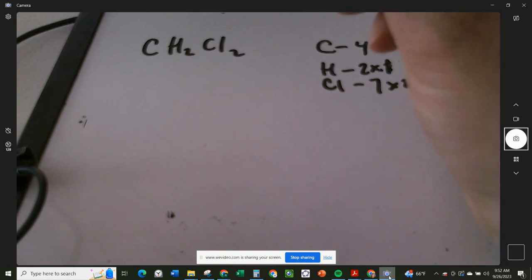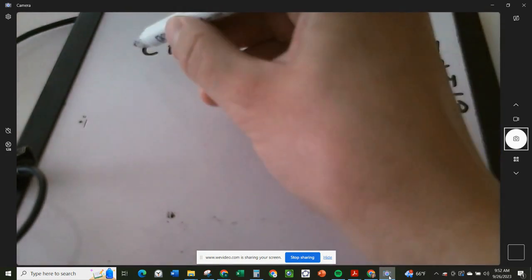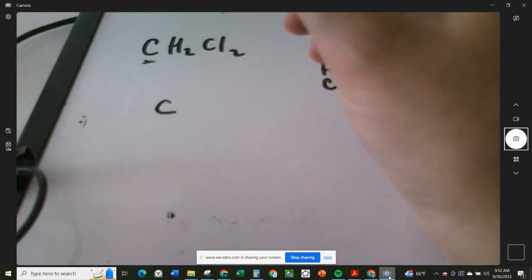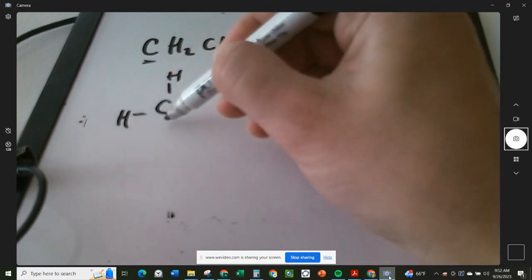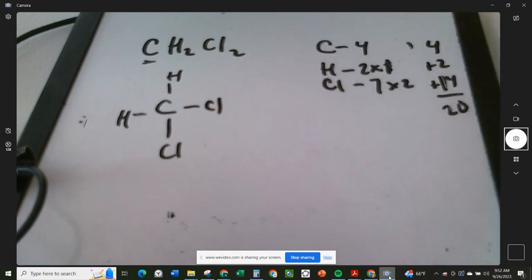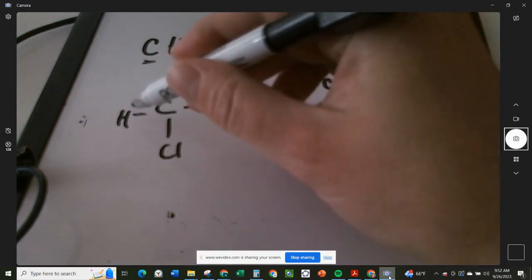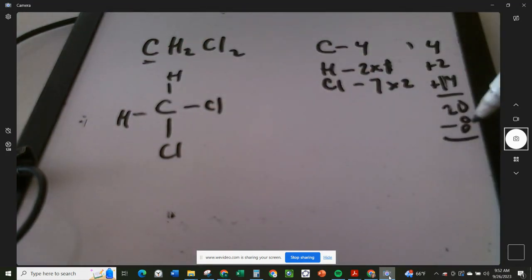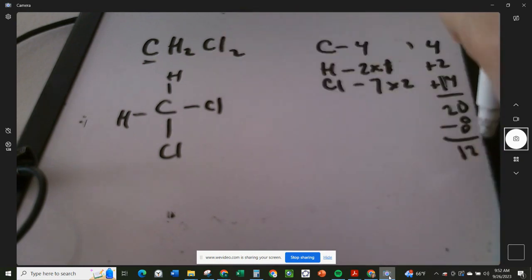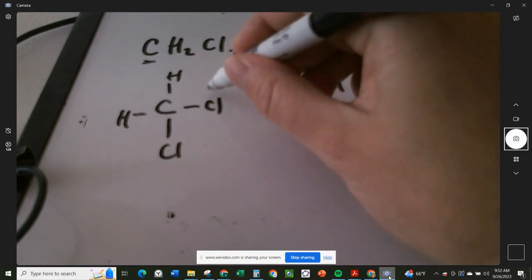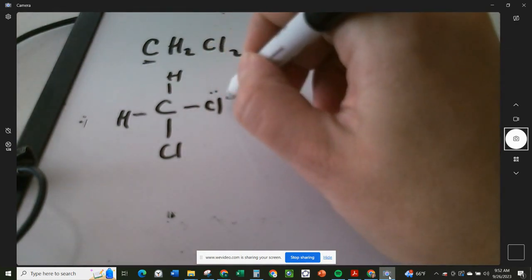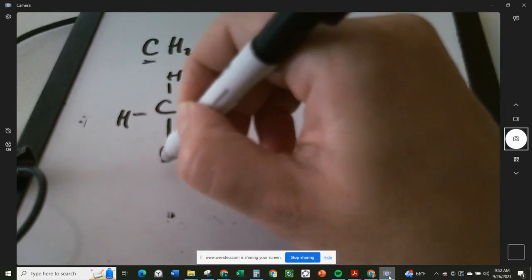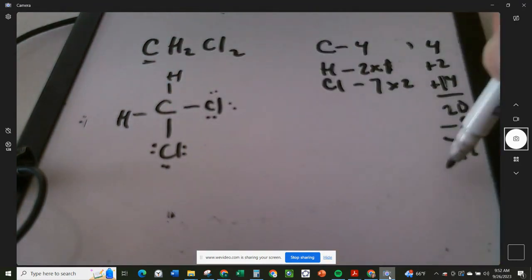Okay. So we're going to stick carbon in the middle. Carbon's a great central atom. And then we're going to stick the other elements around the central atom. And then we've used 2, 4, 6, 8. We have 12 left. We're going to stick those 12 around these chlorines, because hydrogen already has its 2 electrons in the bond. 2, 4, 6, 8, 10, 12. Okay, we've used all 12. Perfect.